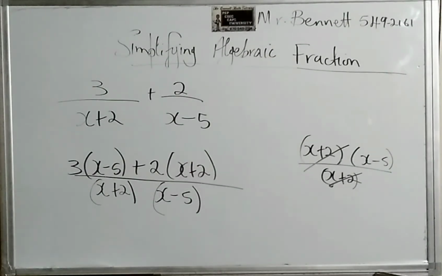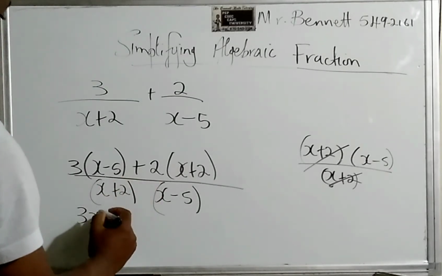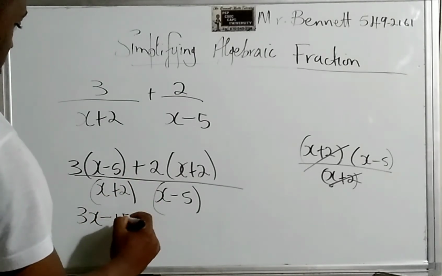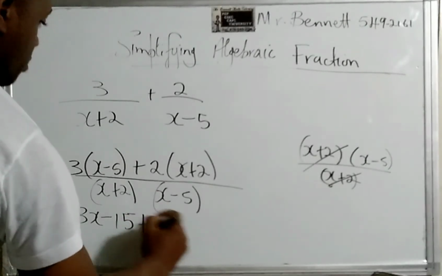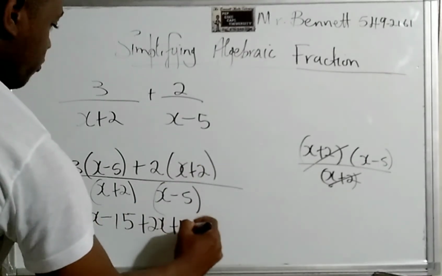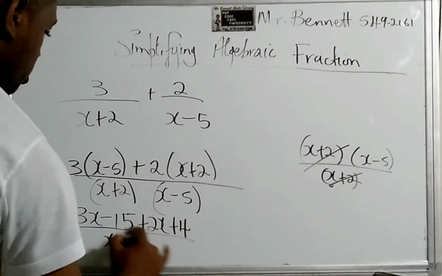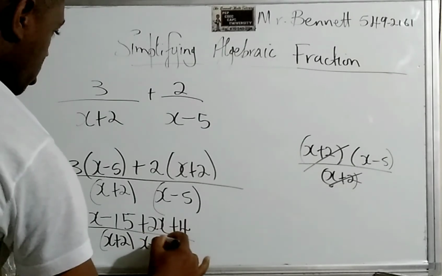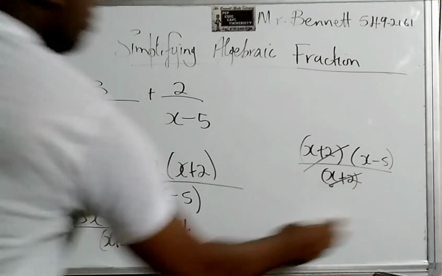Now we can expand the bracket. So 3 times x would be 3x. 3 times negative 5 would be negative 15. 2 times x would be 2x. And 2 times 2 would be 4. And remember, all over the denominator, (x plus 2)(x minus 5). We are not finished yet. We need to group and simplify, right? So let's go.